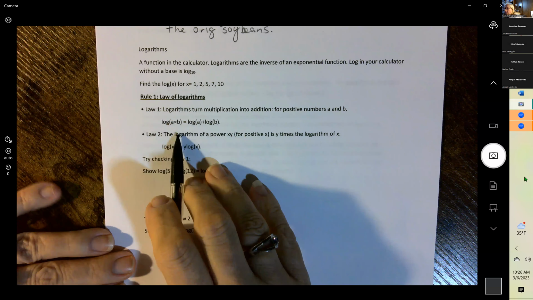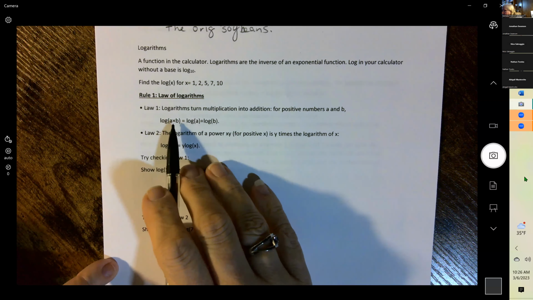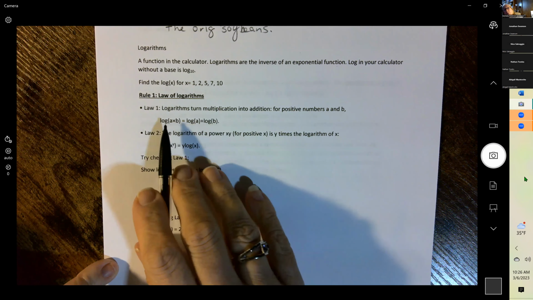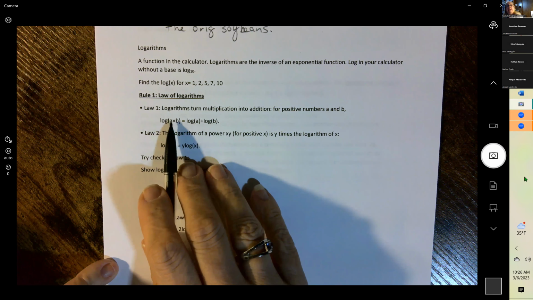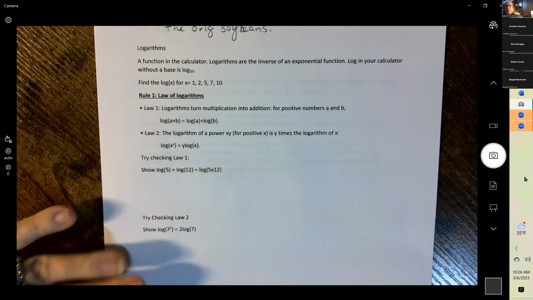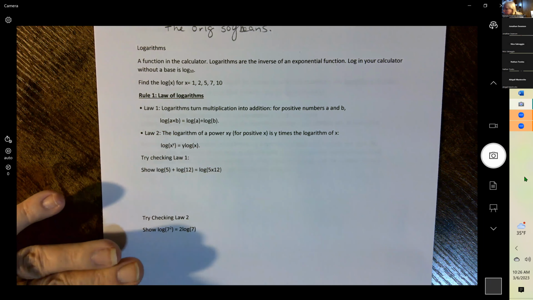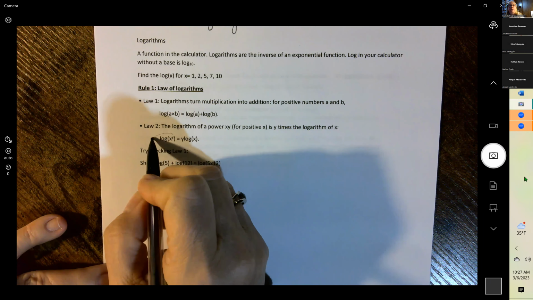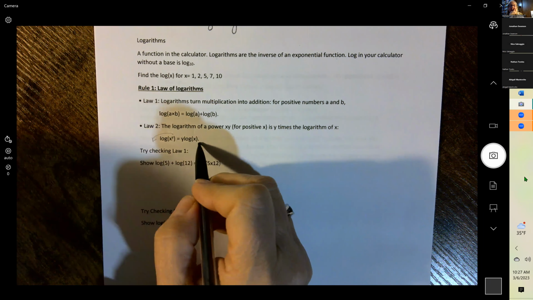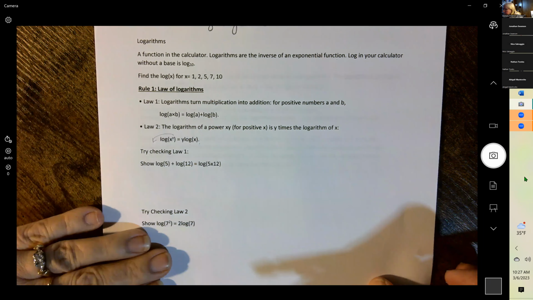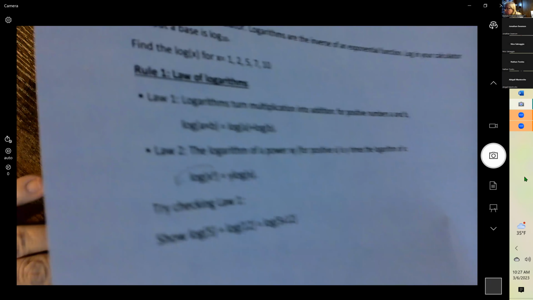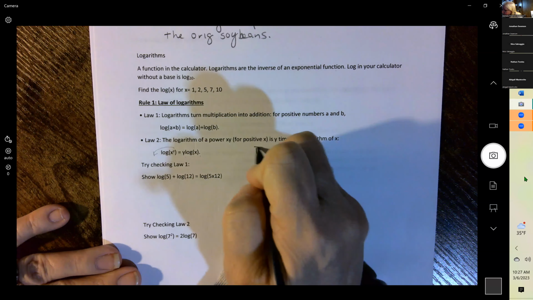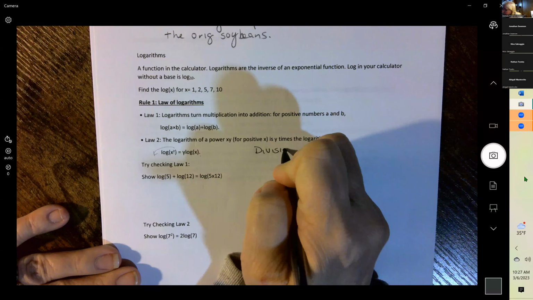There's two rules you need to know. When you have the log and it's being multiplied, it can be broken into an addition. So you could break up the log and go the log of A plus the log of B. When you have an exponent, you can bring that exponent down in front and have y log x. There's also a division. I think they bring it up later. Let's have that now. That way you have them together.